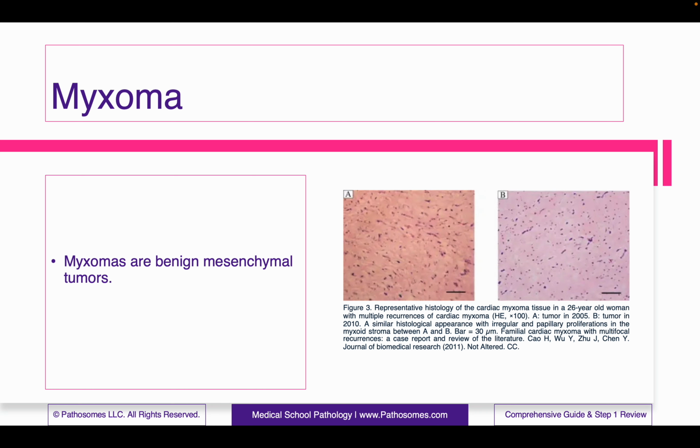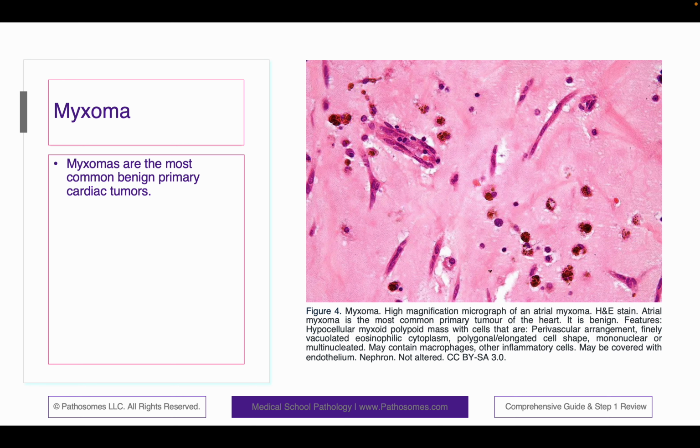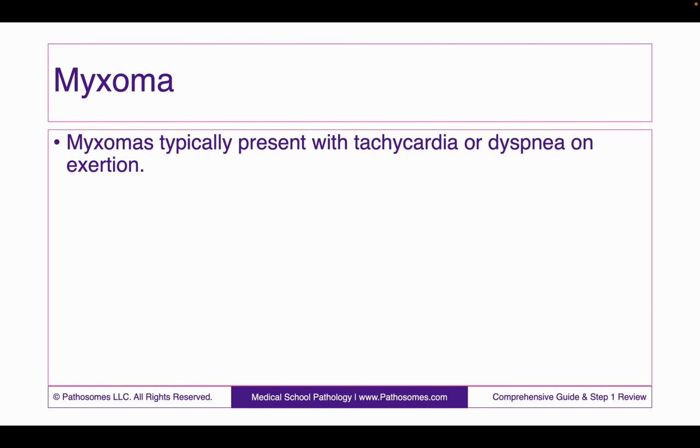Let's start with myxomas. So myxomas are benign mesenchymal tumors. And here we have representative histologic sections from a patient that had myxomas. Note the bland appearance. Myxomas are the most common benign primary cardiac tumors. Myxomas typically present with some sort of tachycardia or dyspnea on exertion.